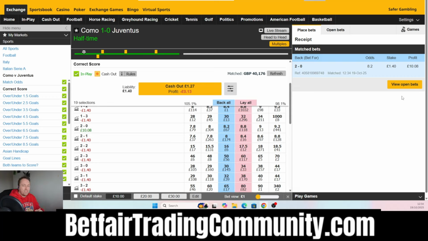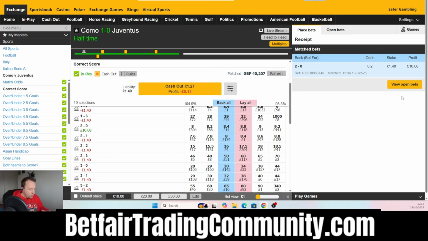Because if Como does go 2-0 up, we'll be in a good position. These odds are going to come in. You could actually put a little bit more in as a saver if you wanted to. I'm fine with this. It's just about a little bit of insurance, okay? But if Juventus equalise, obviously we're going to lose this insurance bet.